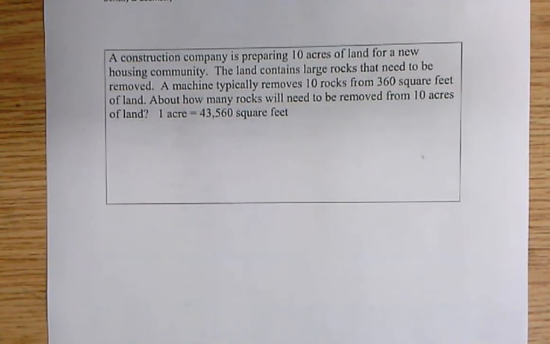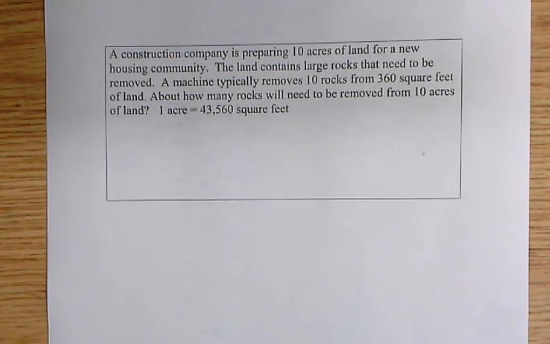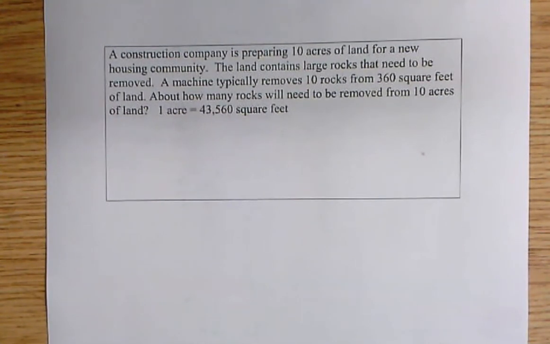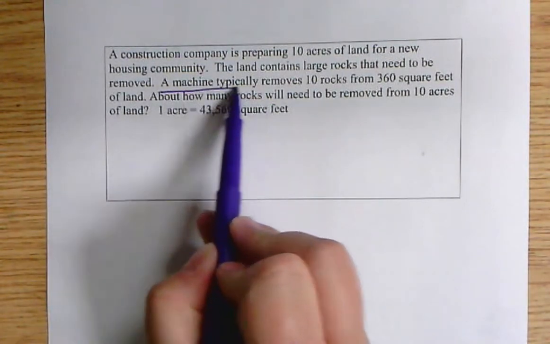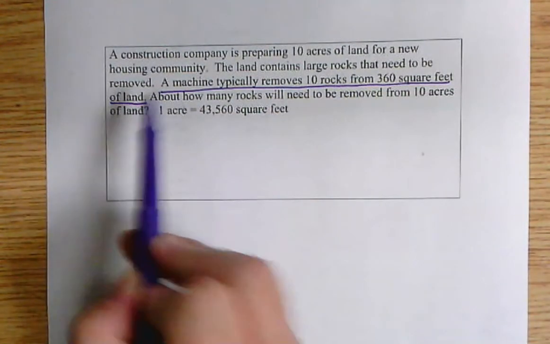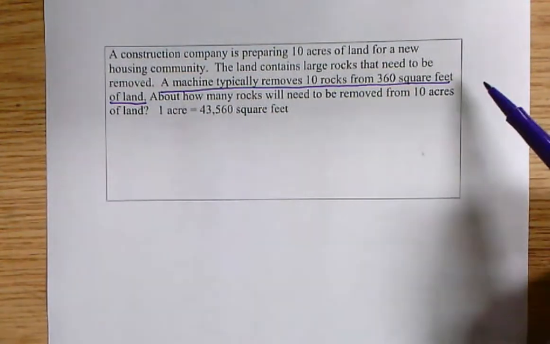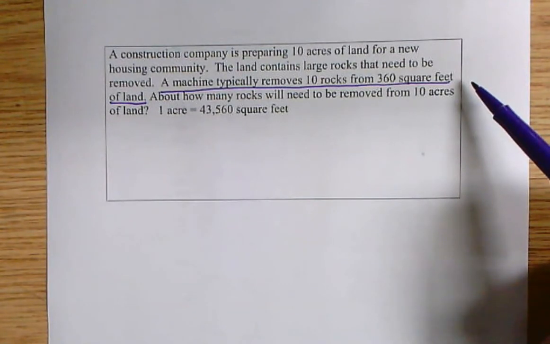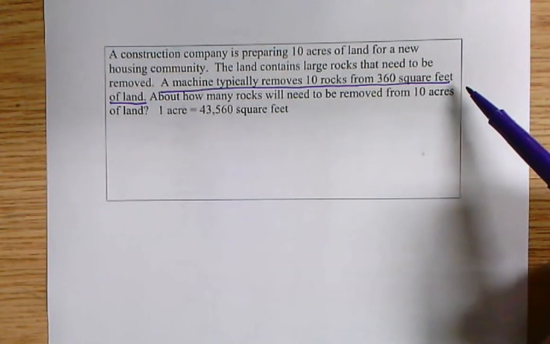One of the things, just let me point out about density problems, and it can be one of the most challenging things about them, is very often almost every one is a little bit different. We have to figure out what is the situation that they're asking me to figure out here. Okay, so this one we're going to have to figure out in order to use this information, that one machine removes 10 rocks from 360 square feet of land, I need to know how many square feet of land I have.